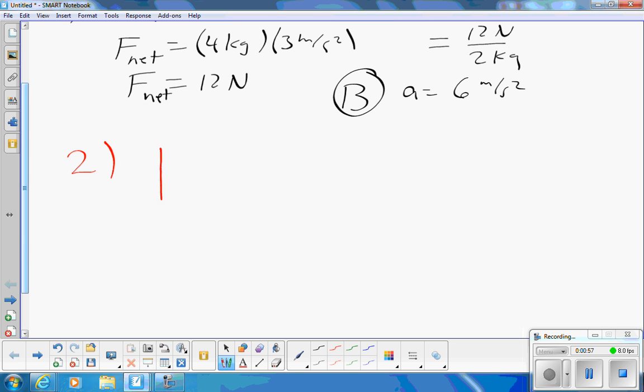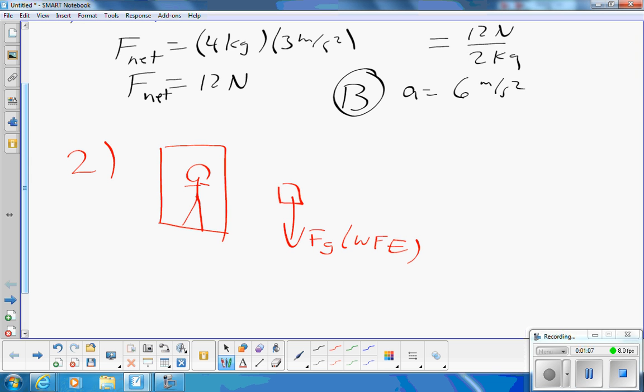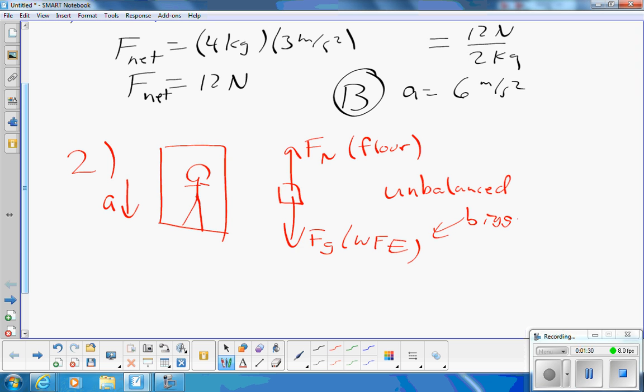Okay, a student standing in an elevator experiences 2 forces. The student experiences gravitational force exerted by Earth and a normal force exerted by the floor of the elevator. These are the 2 forces referred to in this problem. We're also told that the student is accelerating downward. That means the forces are not in balance, but unbalanced, and the gravitational force is the bigger magnitude because you're accelerating down.